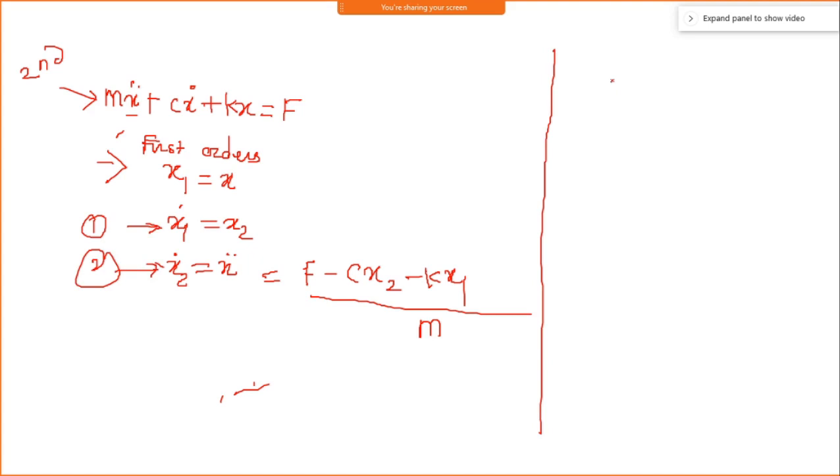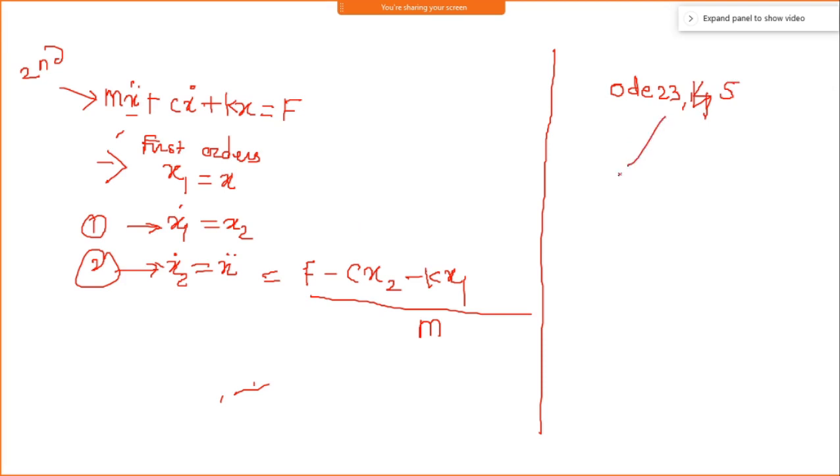For that purpose, first of all, we have to develop a code for it. In MATLAB, we have ODE solvers already available, whatever ODE2, 3, then 4, 5. These ODE solvers are already available, and they can solve these equations.